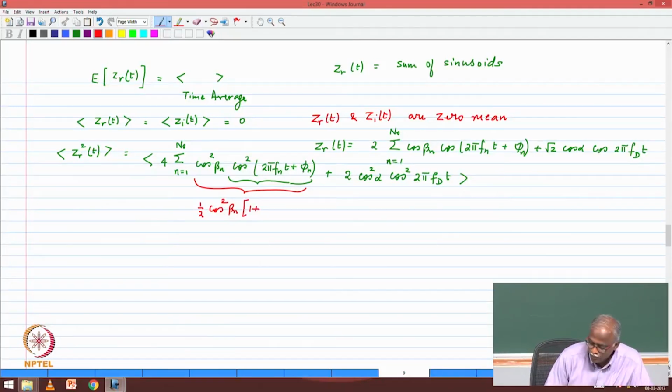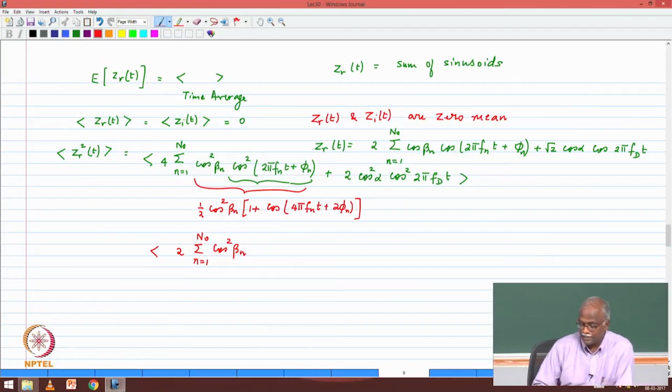The other one becomes 1 plus cosine (4 pi Fn t plus 2 phi n), correct? Notice that this is also a cosine term. When I take the time average, that is going to vanish. So this entire term becomes a time average of 2, summation of n equal to 1 to n naught cosine squared beta n, that's basically the first term that is coming out, plus cosine squared alpha.